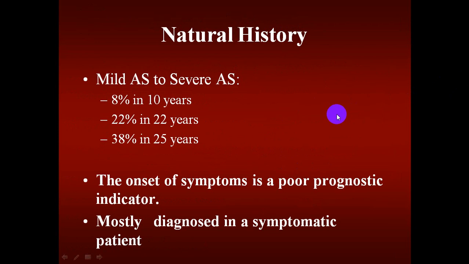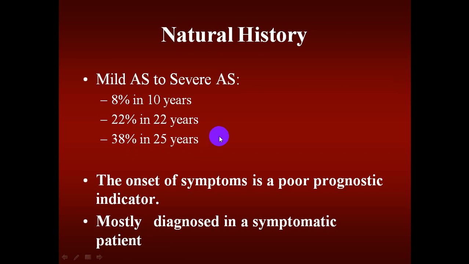Mild stenosis, natural history: stenosis progresses to severe over about 8 years until it presents clinically. It is most commonly presented during clinical examination. 20 to 22% take 22 years, and 38% in 25 years. This is the natural history, the progression of the disease.